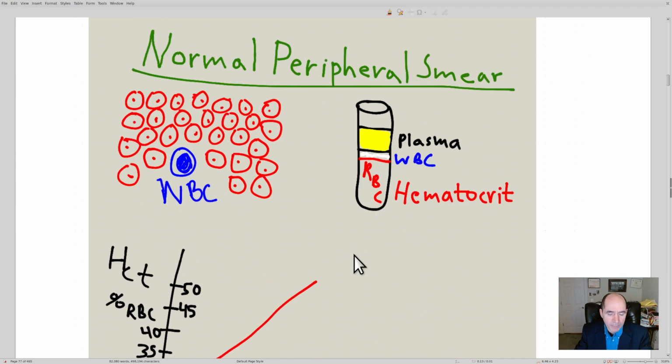Okay, here's a little bit about a normal peripheral smear of blood. It's mostly red blood cells, like over 99% of the cells are red blood cells. And the red blood cells are about 7 microns. The white blood cells are bigger, like about twice the size of a red blood cell, around 14 microns, for example. Okay, when you look at the blood in a test tube, it'll sediment out with the red blood cells at the bottom, and that's called the hematocrit. The white blood cells are in the center here, and it's often called the buffy coat. And then the plasma is transparent, and that's up above.